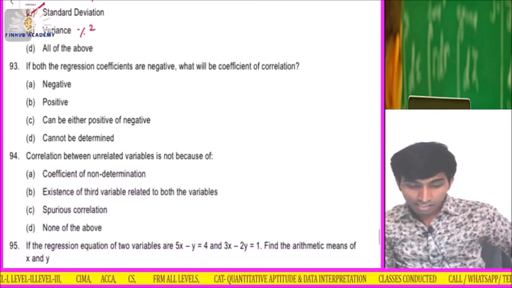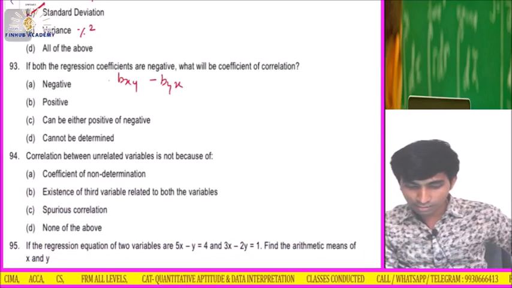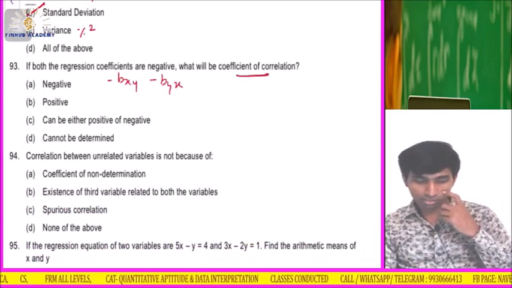If both regression coefficients, b x on y and b y on x, are negative, this is also negative, r will be what? Negative. Okay, a.